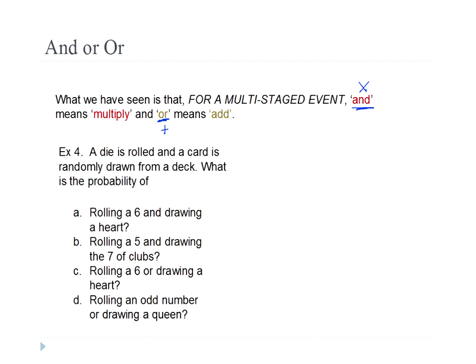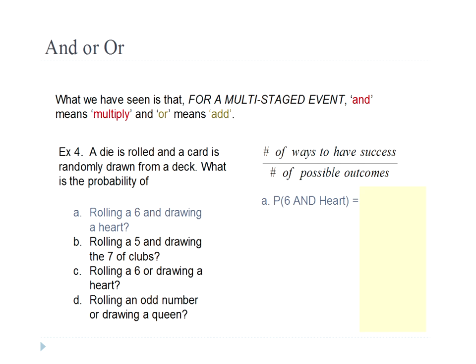But it gets a little bit more complicated than that, of course. So let's take a look here at a multi-stage event. A die is rolled and a card is randomly drawn from a deck. What is the probability of rolling a 6 and drawing a heart? That's the first one we'll do. So again, because I'm dealing with probability, it's the number of ways to get success divided by the total number of outcomes. So I'm looking for the probability of rolling a 6 and a heart. Well, the word "and" tells me to multiply. So I'm going to take the probability of rolling a 6, which is 1 over 6, and multiply that by the probability of getting a heart.